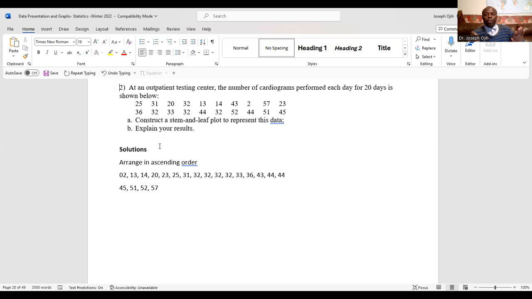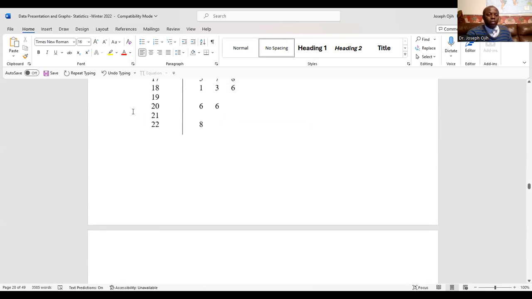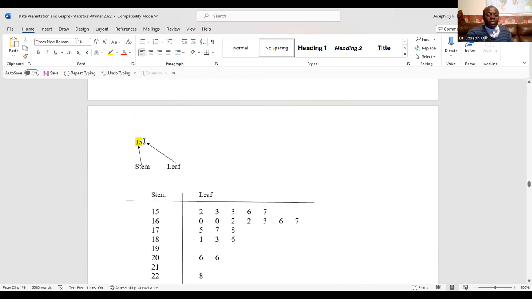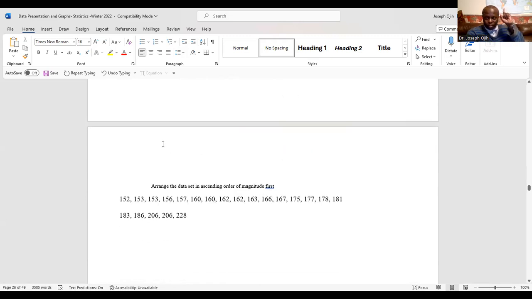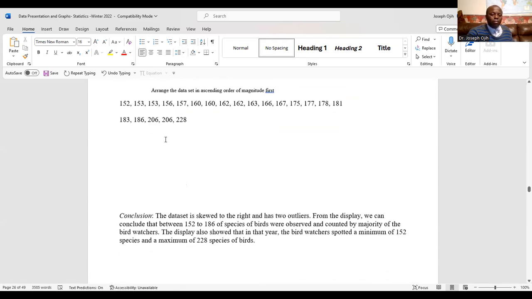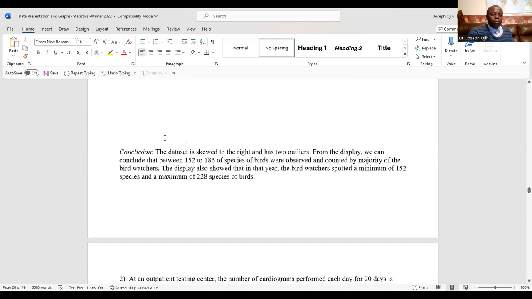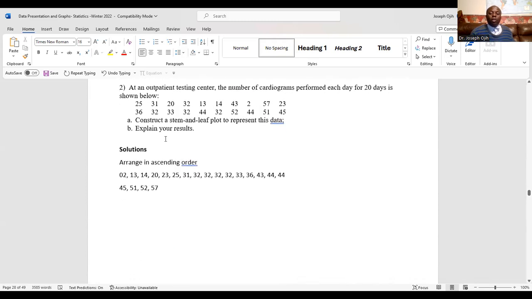The last digit, if you look at this one, is always the leaf. Regardless of how long the number is, the last digit is always going to be the stem? No, always the leaf, I'm sorry. Then the other numbers will be the stem. That's the last digit, the leaf. The other ones are the stem.